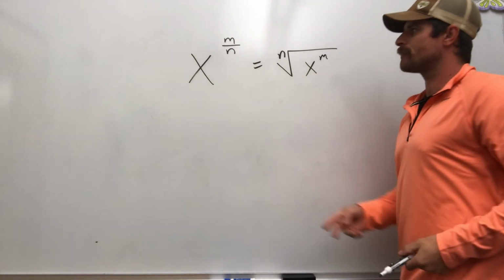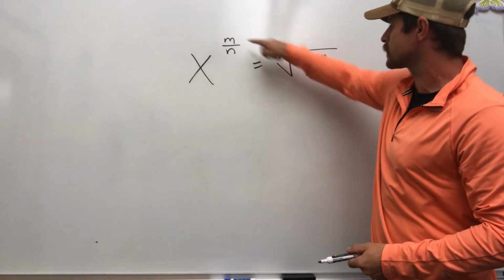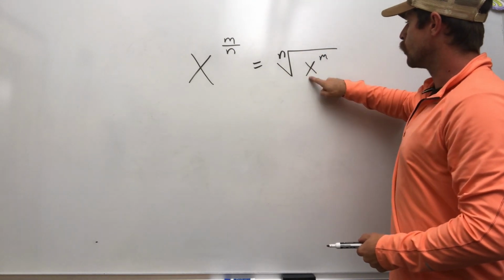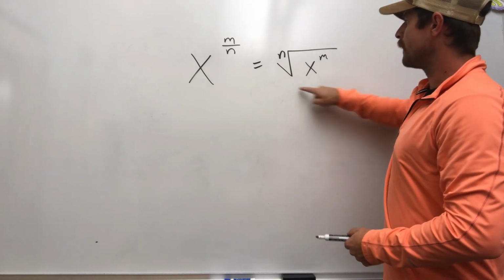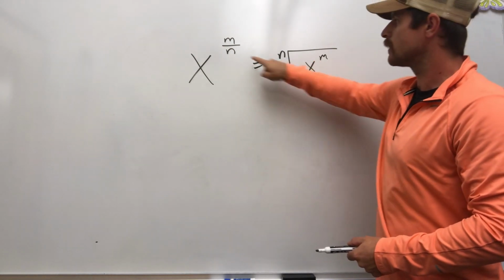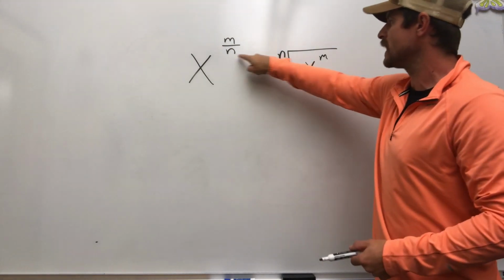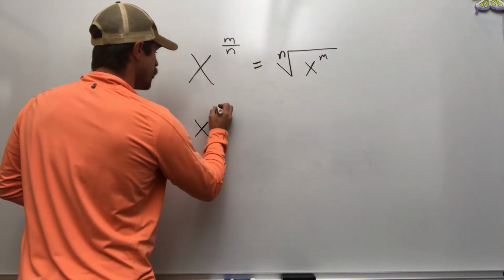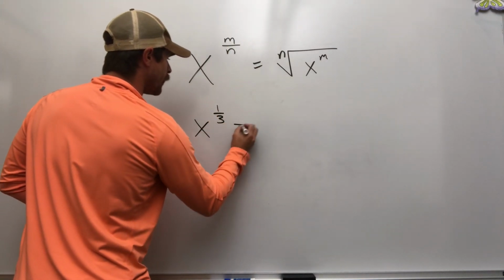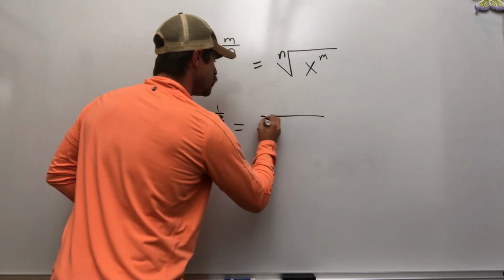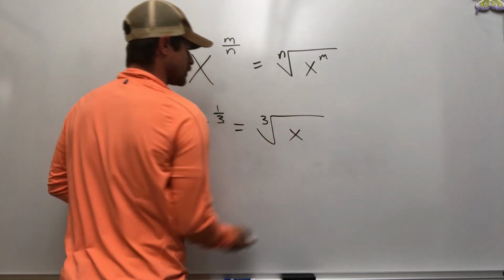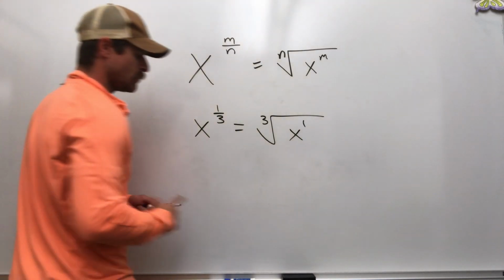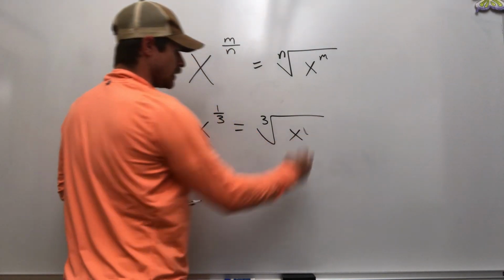So anytime you have a fractional exponent, your numerator is going to go inside of the radical with the base, and then the denominator goes outside of the radical, so the nth root. For example, if I were to say x to the 1/3 power, that's just going to be the cube root of x. No need to put the 1 right here because x to the power of 1 is just x anyways, so there's no sense in even putting it in there.